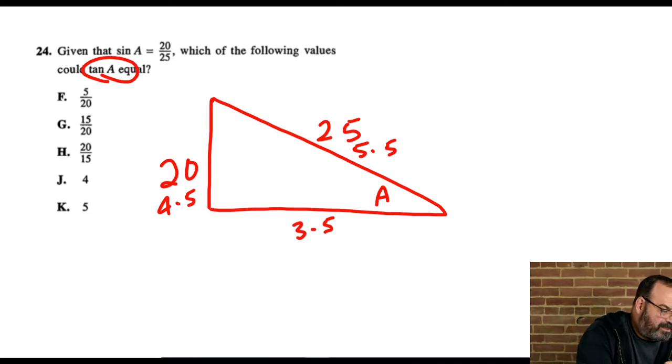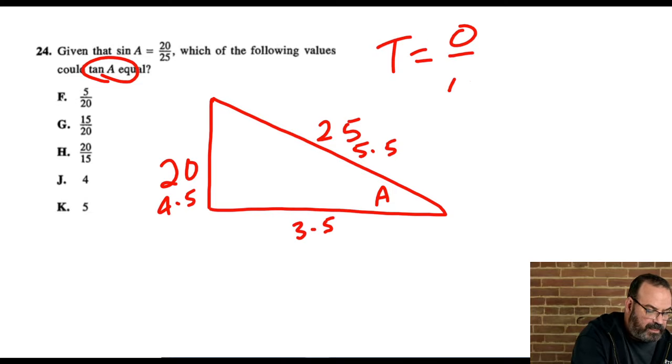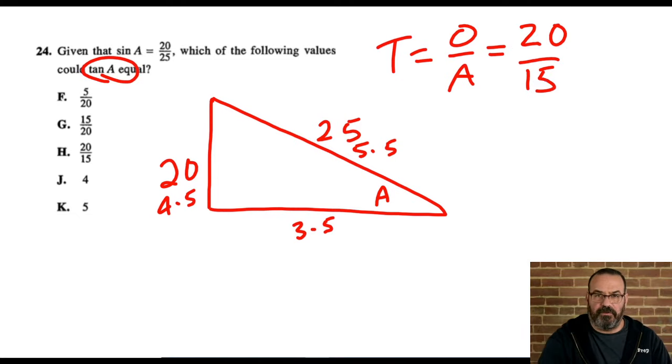What is the tangent? The tangent is equal to the opposite over the adjacent, which is going to be 20 over 15. This is a 3, 4, 5 triangle. You should absolutely know 3, 4, 5 triangles. The other ones they like are 5, 12, 13, 7, 24, 25, and 8, 15, 17.